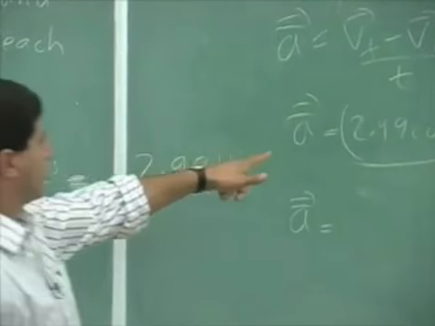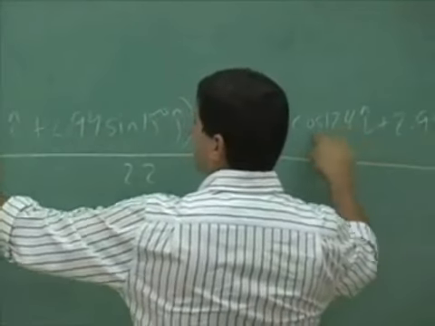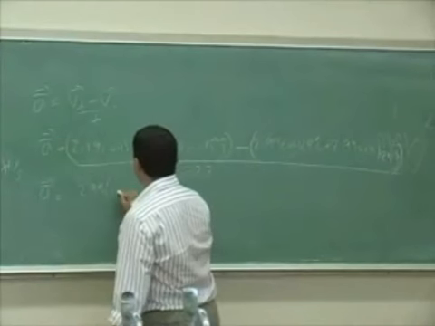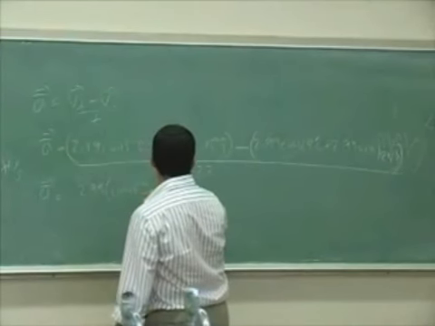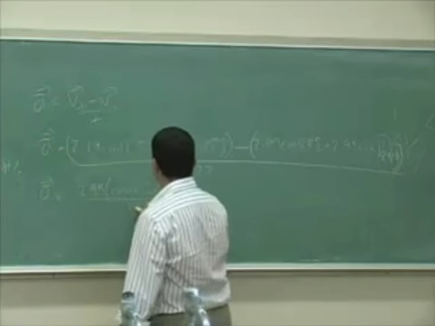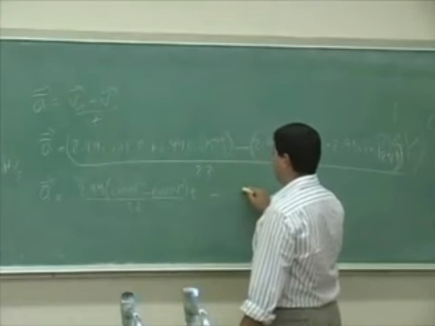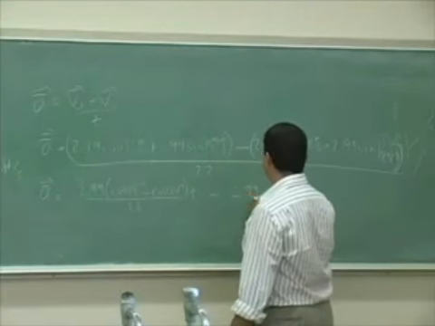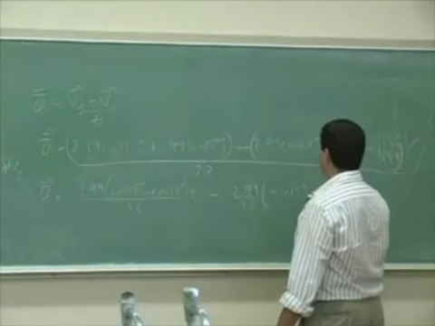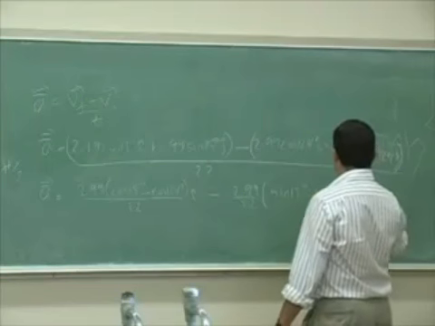Now, of course, you can't combine the i and the j, so you can combine this and that. You're going to have 2.99, you can factor that out, cos 15 minus cos 124, divided by 22, i hat, minus 2.99 divided by 22, sine of 15 minus sine of 124, j hat.